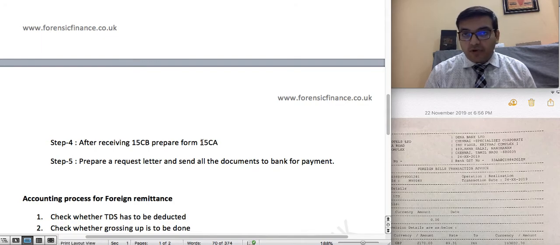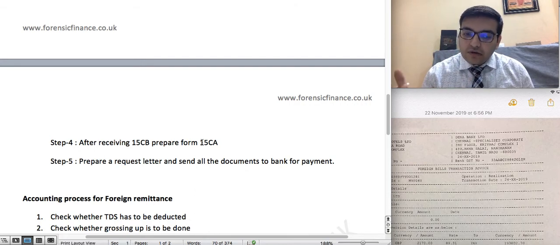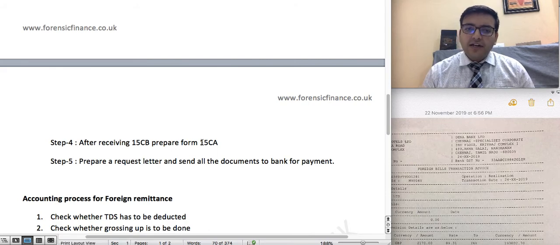It is a separate process which needs to be taken into consideration, because you need the login ID and password of the income tax department of that company, from where you can go and generate that 15 CA. So it is a separate process. If you want to know about it, you can Google it. There's no problem in that. The details will be filled based upon the 15 CB which you have received.